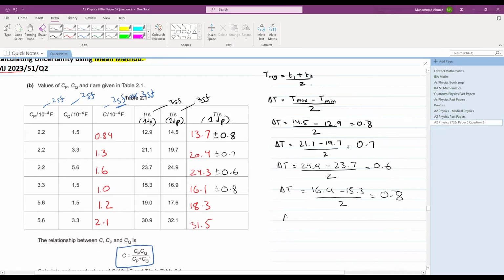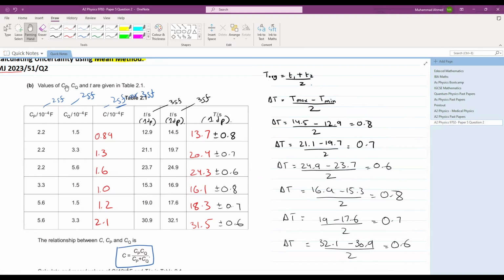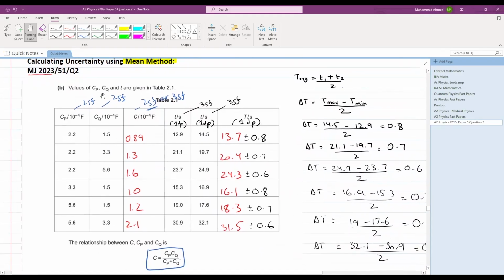Let's do it for the fifth row as well. The change in time here will be 19 minus 17.6 divided by 2. That is roughly equal to 0.7. Perfect. Let's do it for the last row as well, and then we will check our answers. In the last row, the absolute uncertainty in time is equal to 32.1 minus 30.9 divided by 2. This gives you an answer of 0.6. Perfect. Plus minus 0.6.